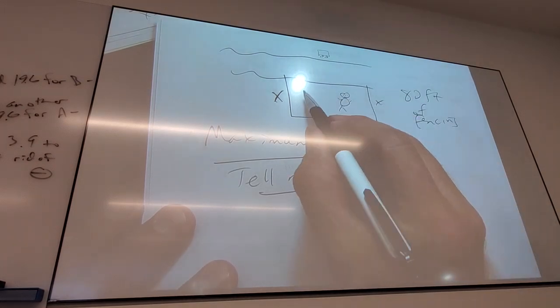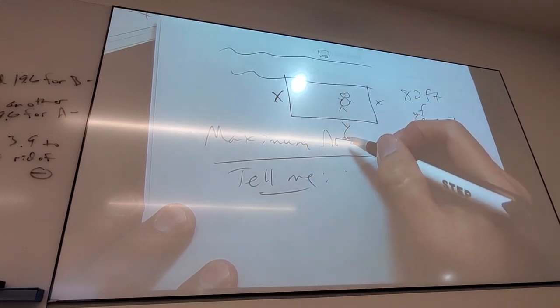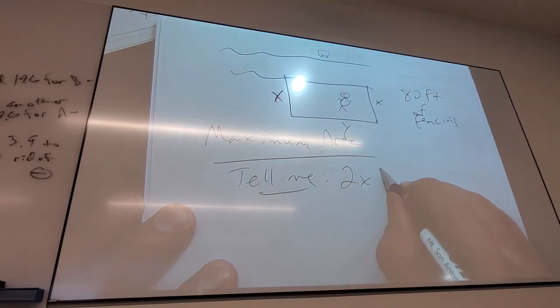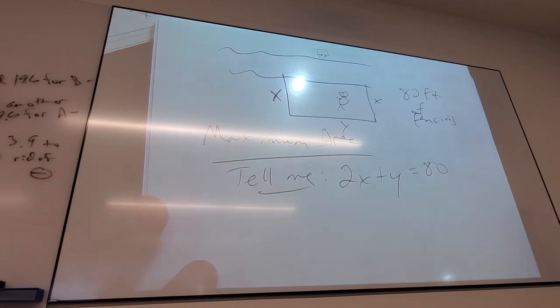Yes, so notice, of course, since I have one side going up against the river, I don't need 2 y's. So the perimeter here is 2x plus y equals 80.